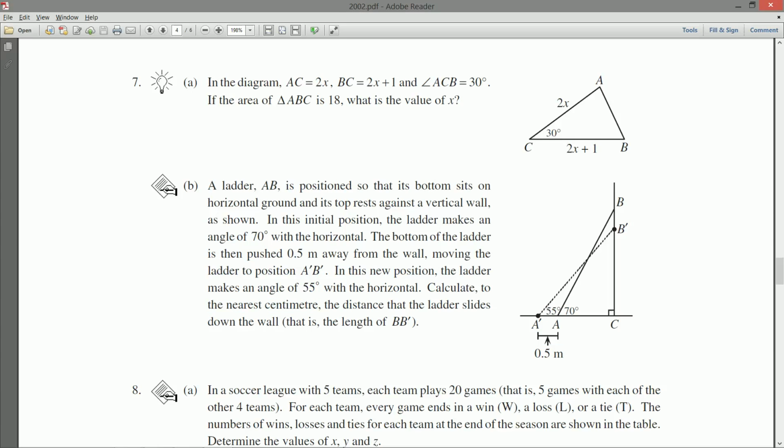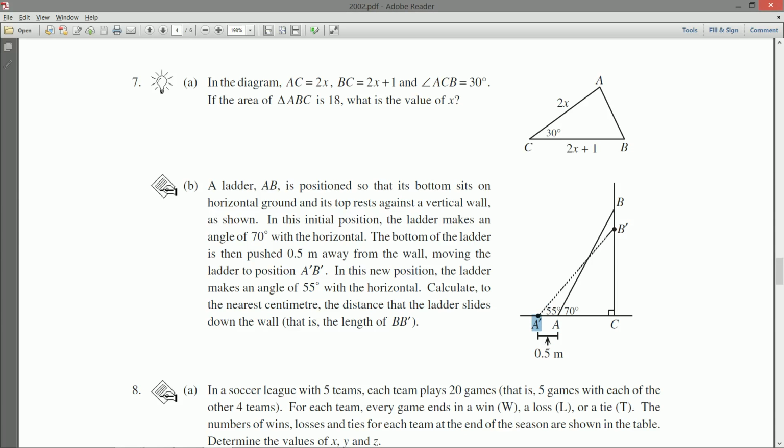Okay, so right there I pause for a moment. Centimeter, I need to keep track of units. So I'm given some stuff in meters. I might want to convert that from 0.5 meters to 50 centimeters, because there's 100 centimeters in a meter. Okay. So calculate to the nearest centimeter the distance that the ladder slides down the wall. That is this length from B to B prime. We know A to A prime.